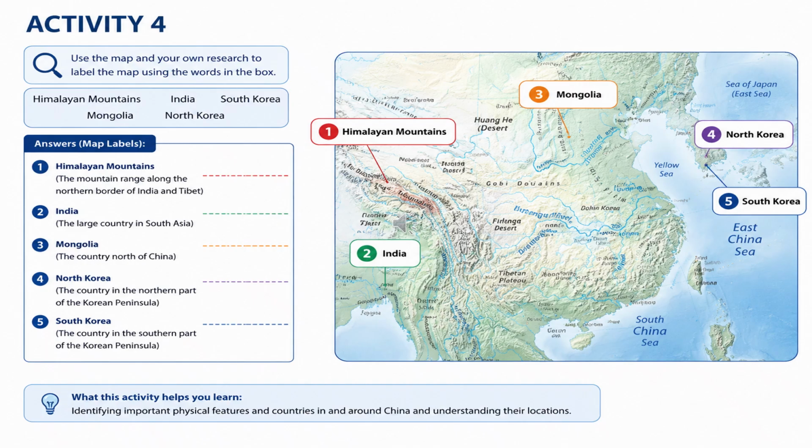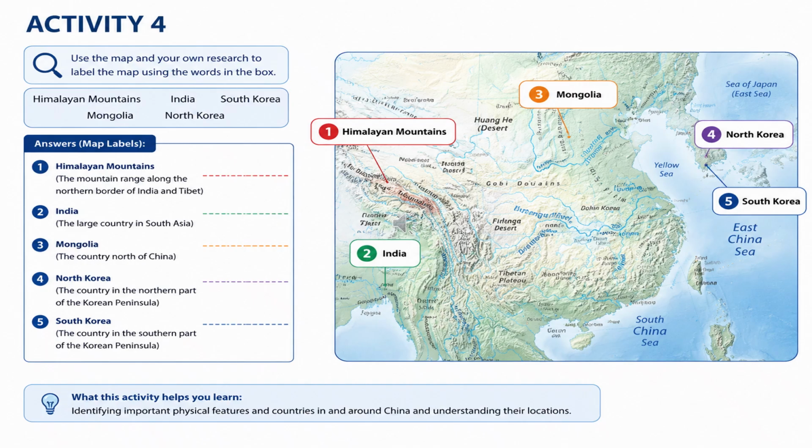Then number 4 is North Korea. It is located in the northern part of the Korean peninsula and shares a border with China. Finally, number 5 is South Korea. It is located in the southern part of the Korean peninsula. South Korea is known for its advanced technology, modern cities, and strong economy. Its capital city is Seoul.